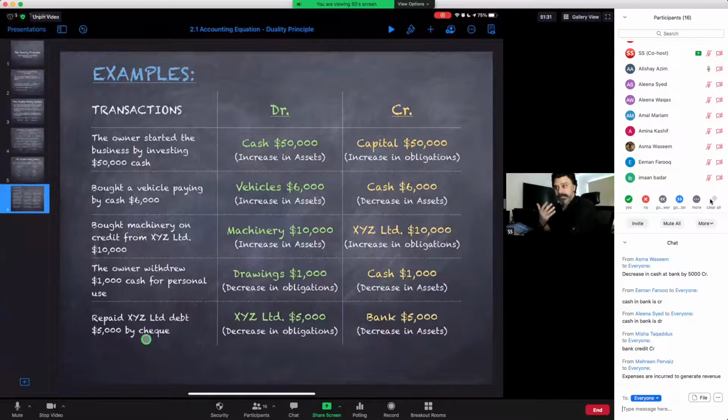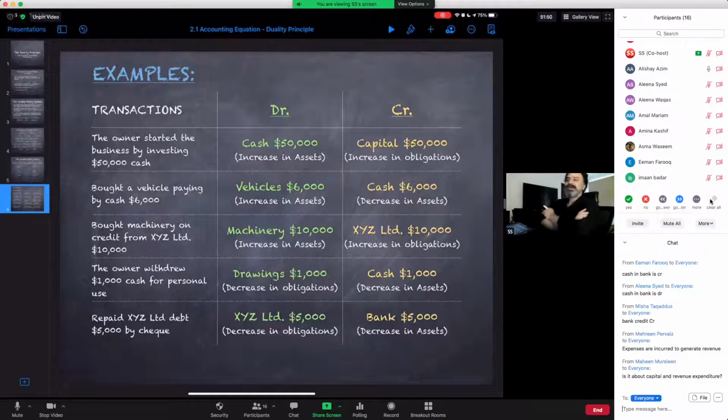Sir, yeah, Alicia, go ahead. I think I have another theory. Maybe expenses are something intangible, and assets are tangible, like a vehicle. Oh, okay. So another point of view, very interesting and very valid as well.